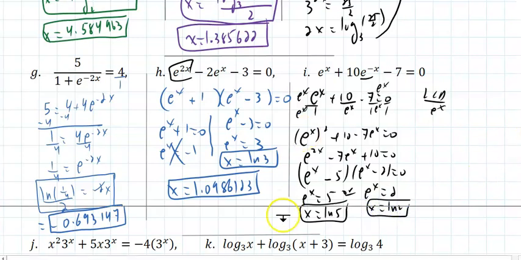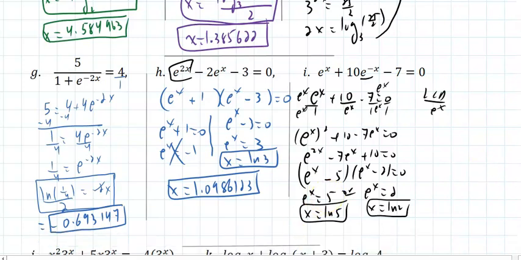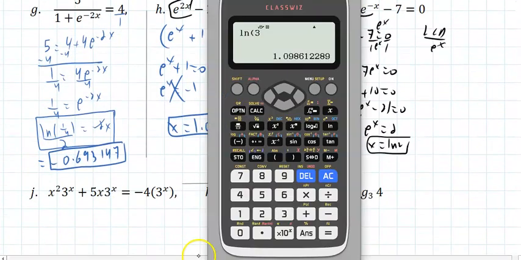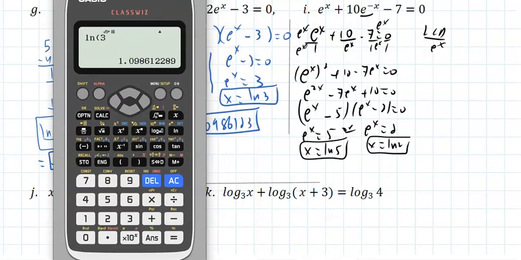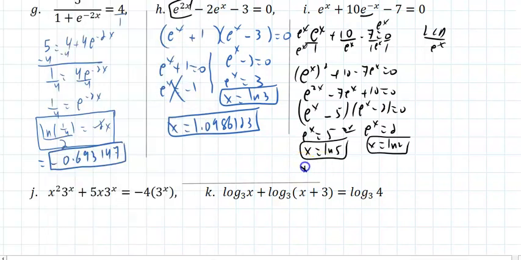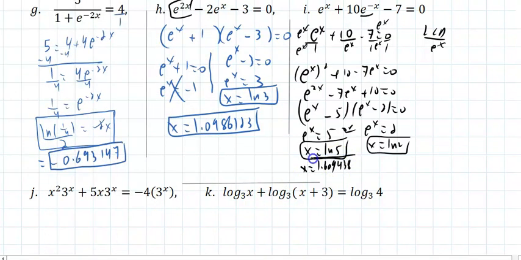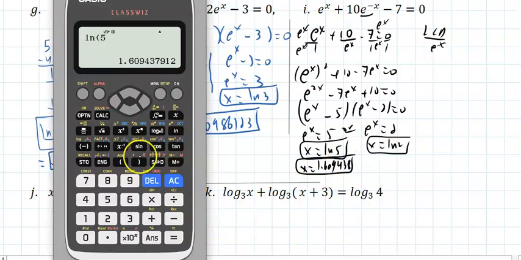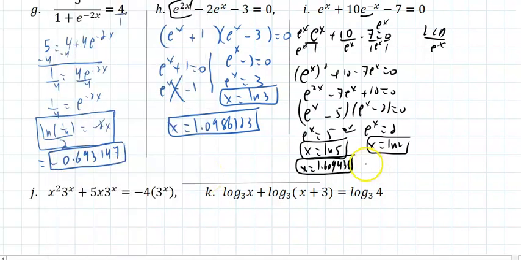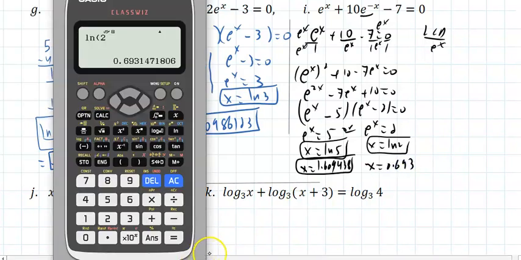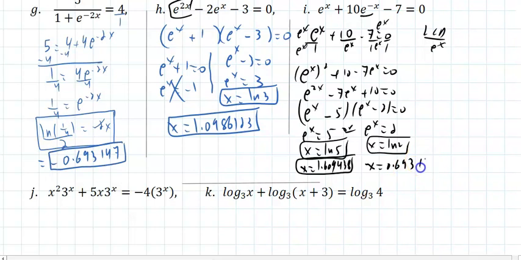And if I wanted to simplify, I could say just natural log of 5, 1.609438, and natural log of 2, the same deal, 0.693147.